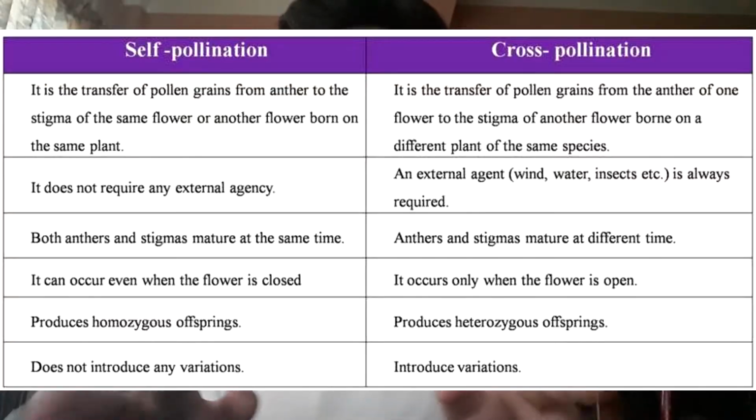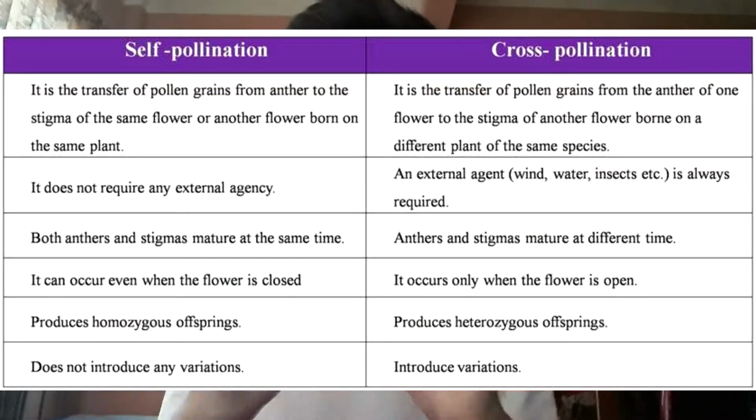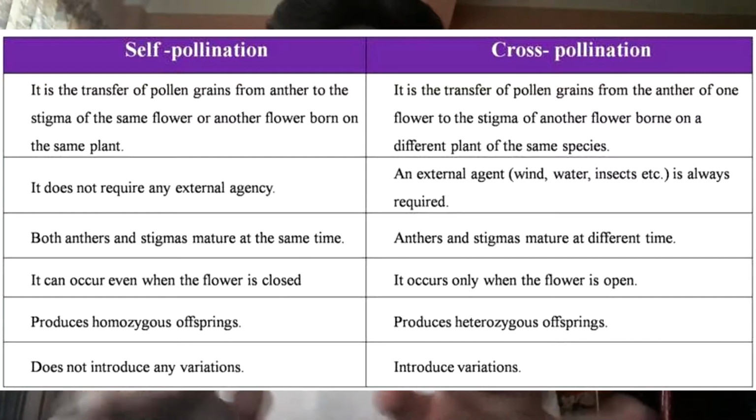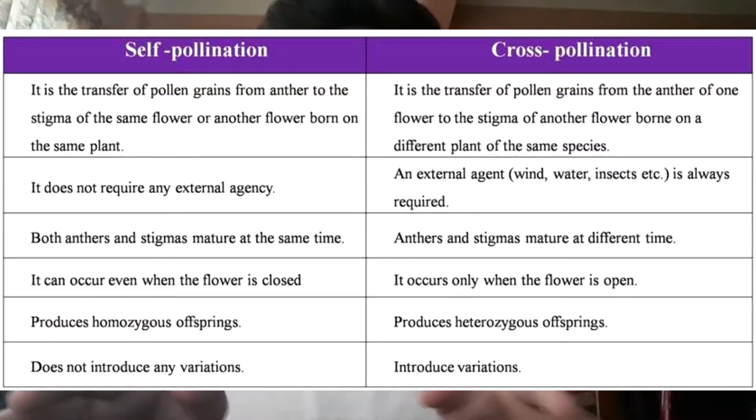Self-pollination produces homozygous offsprings. Cross-pollination produces heterozygous offsprings. Self-pollination does not introduce any variations, while cross-pollination does.